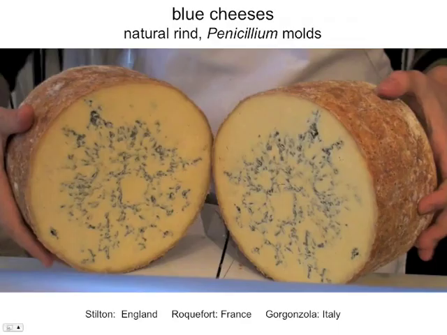I'm just going to talk for a few minutes about some of the individual cheeses. I really love blue cheese, and it's really interesting, so I'm showing you some photographs here. This is a Stilton that's been cut in half. This is a natural rind cheese.